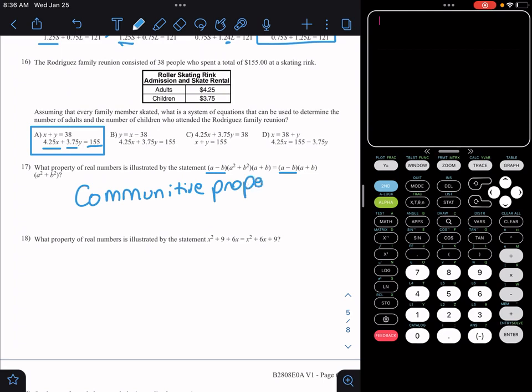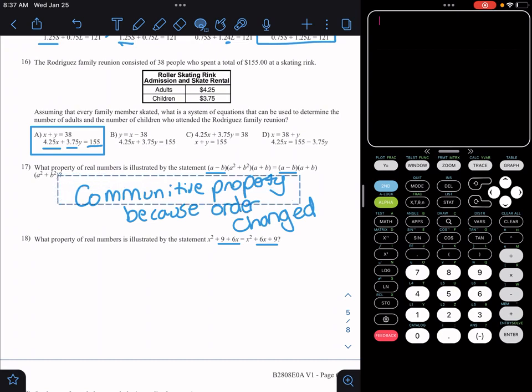property because order changed. Alright, let's look at this next one. Hey, look, it's the same property. We have this, and then we have this. It's the same exact thing. Commutative property because order changed.